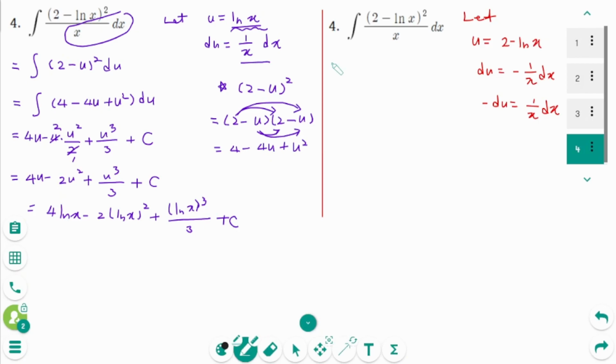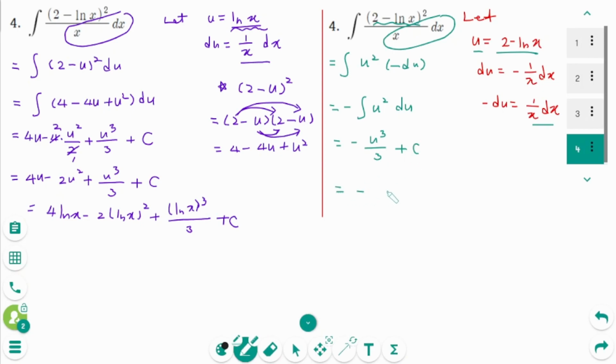Now change all x into u. The integral of this whole part is u squared. Then 1 over x dx is minus du. Then minus the integral of u squared du equals minus u cubed over 3 plus c. Then u was 2 minus ln x, so minus 2 minus ln x cubed over 3 plus c.